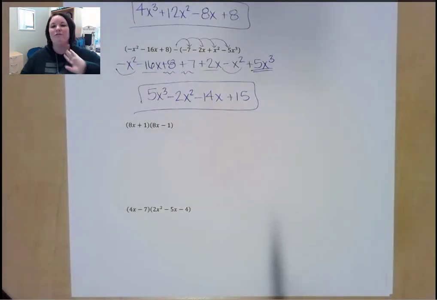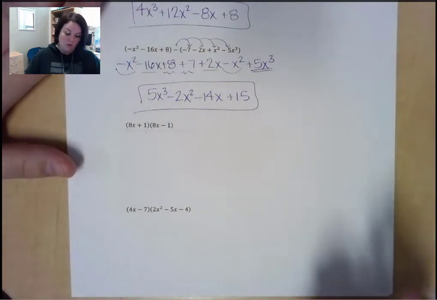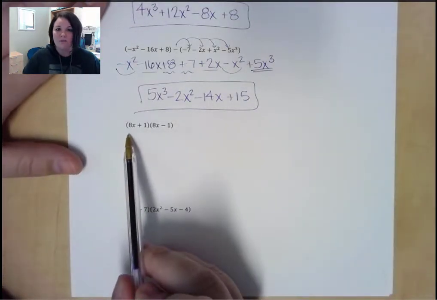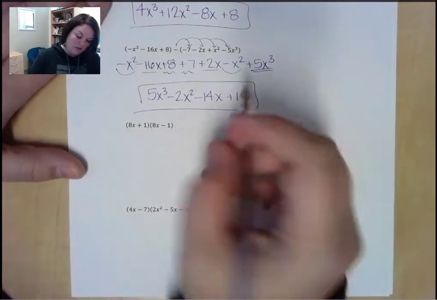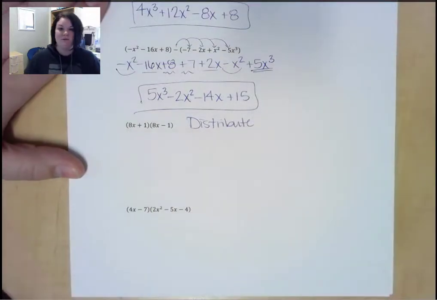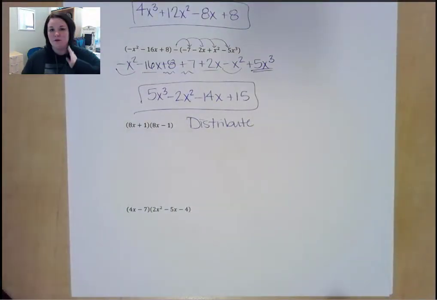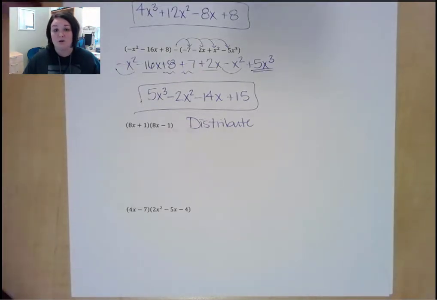So instead of saying foiling it, we're going to say distributing. And when we distribute, we're multiplying every term of the first polynomial by every term of the second polynomial. So I'm going to write here distribute. This should be a little bit of review from your last math class or possibly even the class that you had when you were in high school.